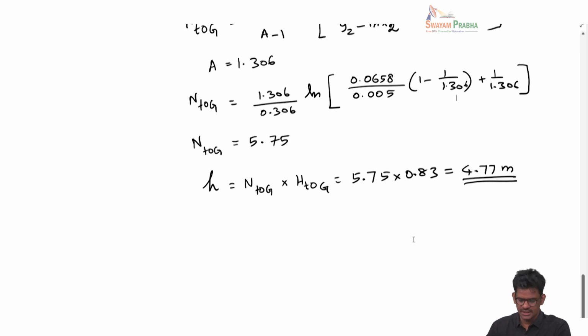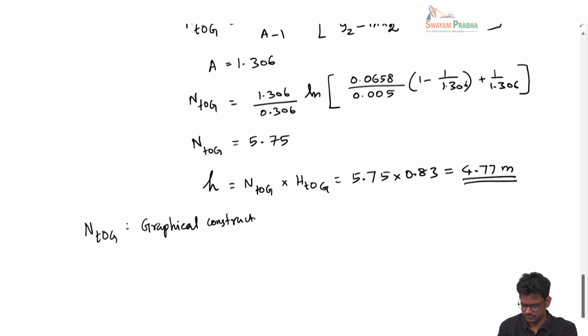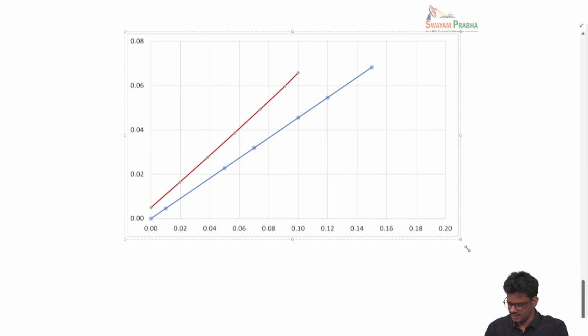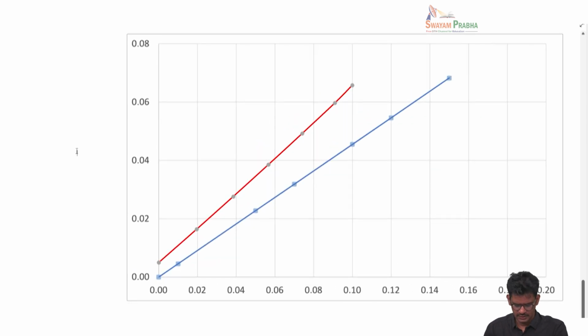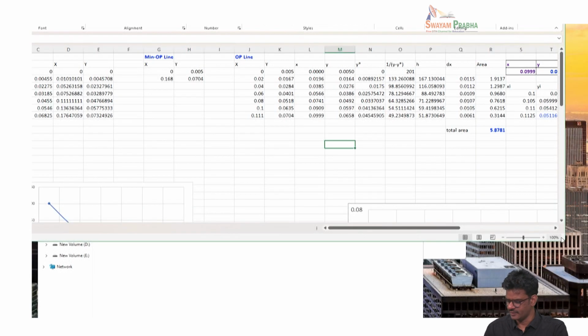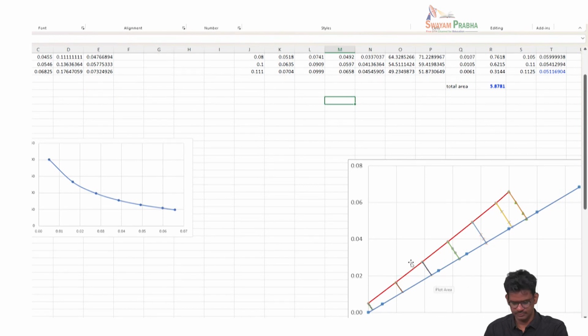The second approach, which I already discussed, is calculating NTOG using a graphical construct. Okay, so let us also do that and compare that with the analytical result. So what you see here is a plot of the equilibrium line and the operating line. Okay, so let me show you how I plot those two functions.